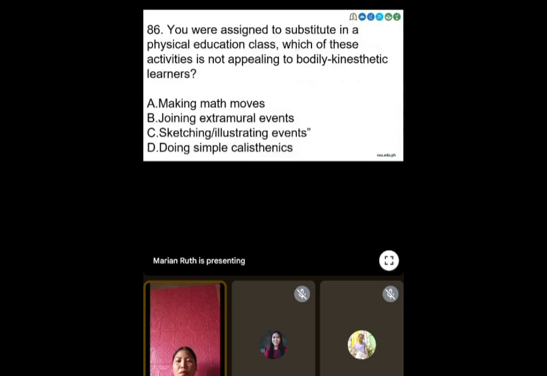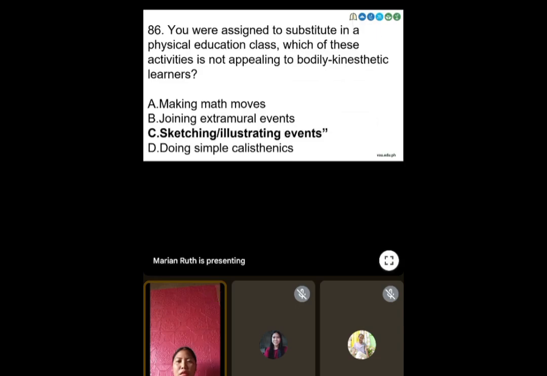Number 86. You were assigned to substitute in a physical education class. Which of these activities is not appealing to bodily kinesthetic learners? A. Making math moves. B. Joining extramural events. C. Sketching, illustrating events. D. Doing simple calisthenics. So the correct answer is letter C.